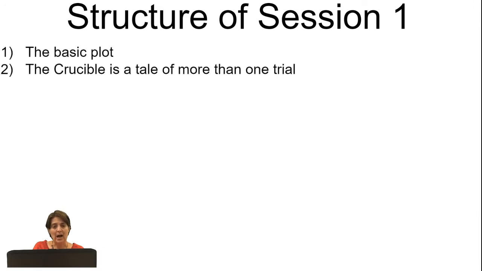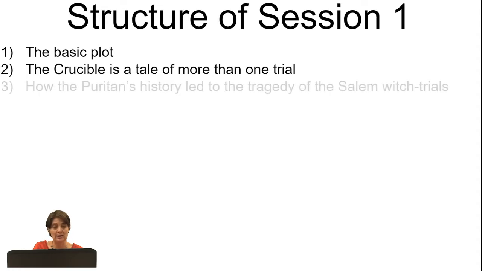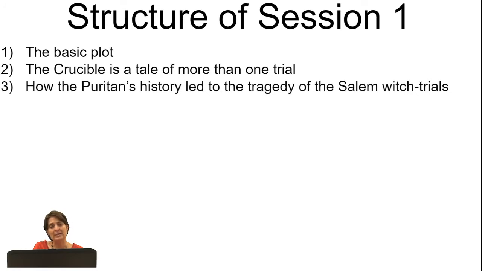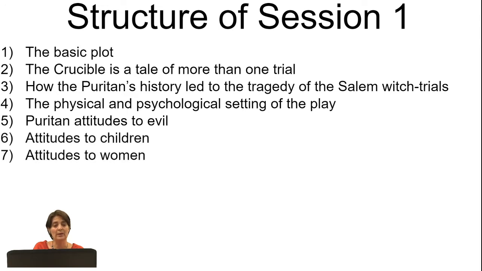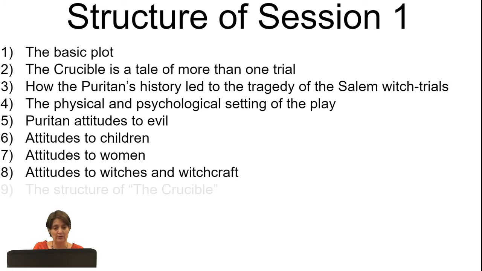So just to recap what we covered in session 1, I told you about the basic plot of the play. I pointed out that the Crucible is actually a tale of more than one trial. On the face of it, it's just about the Salem witchcraft trials, but we come to know that in fact it's about other trials as well. I talked to you about the Puritans' history and how their background and their own story had led to the tragedy of the Salem witchcraft trials. And we discussed the physical and psychological setting of the play, because that's really important in terms of what motivates the characters.